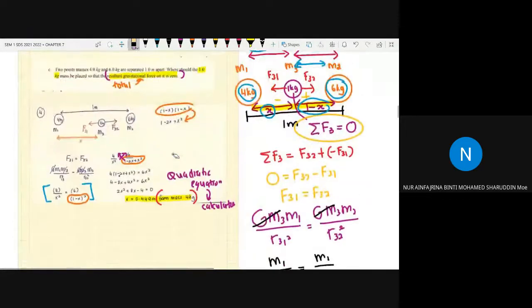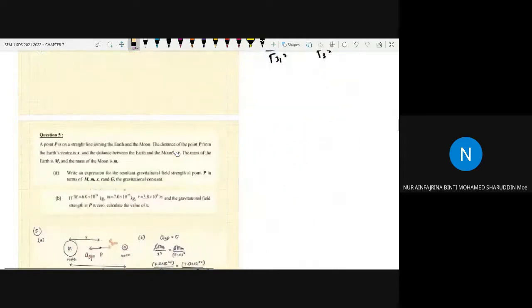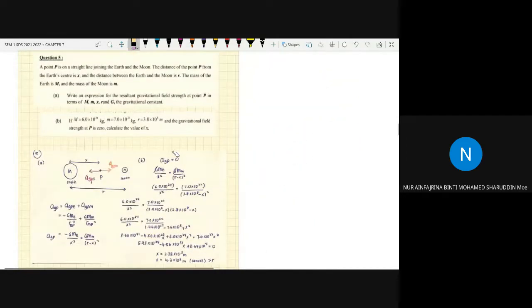Okay, I'm done with question 4C. Okay, baru habis satu soalan. See, I told you. Still, banyak lagi nak buat. Okay, now kita buat yang ini pula.